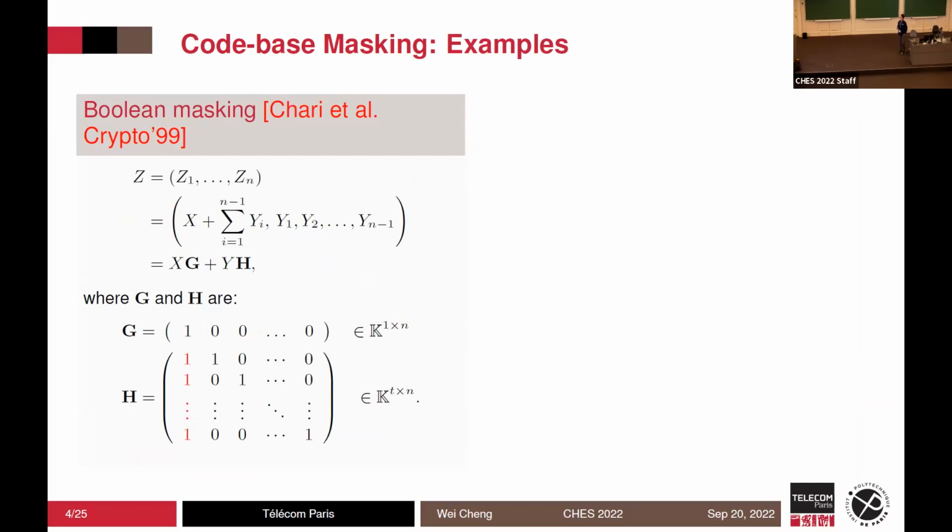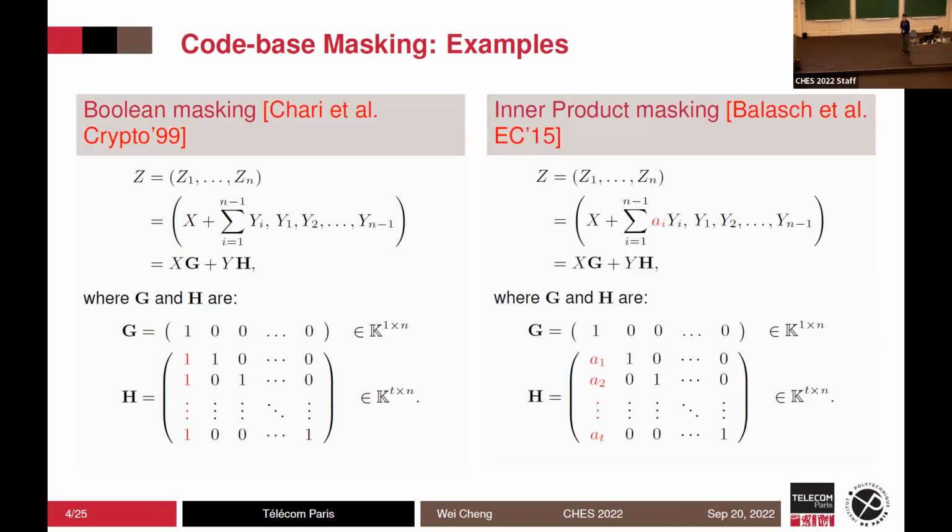Here are two examples. The first one is Boolean masking, the same as before, and we can express it in coding theoretic form. Then G and H are very simple binary matrices. If we move to inner product masking, we have one minor change, which is alpha here. It's a constant. And in the matrix H, the first column is different. In this way, we have a very nice property that the transition leakage can be removed. We believe it can be removed. So we have two examples here.